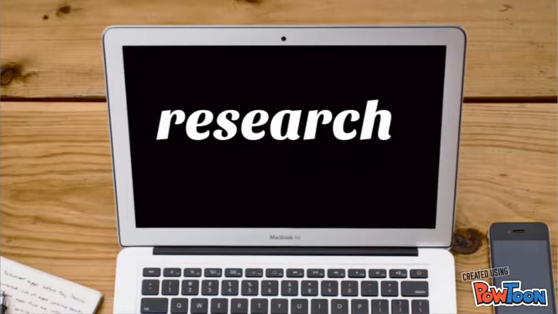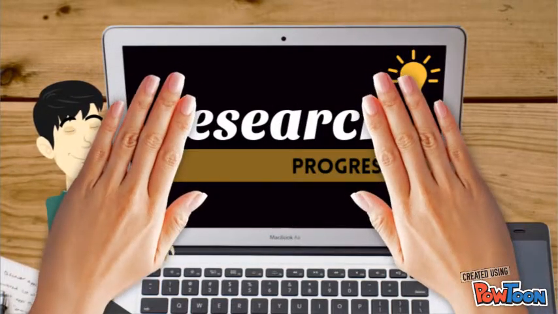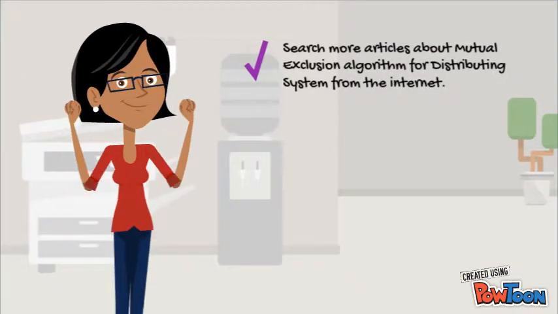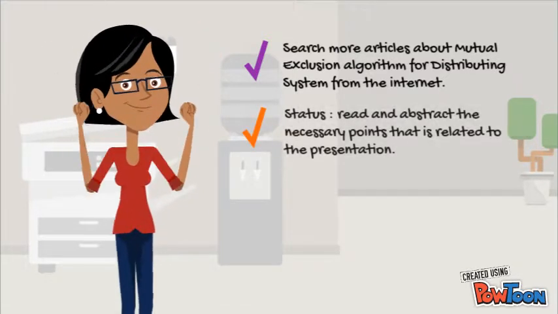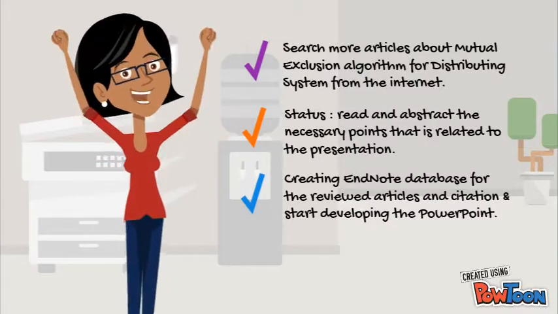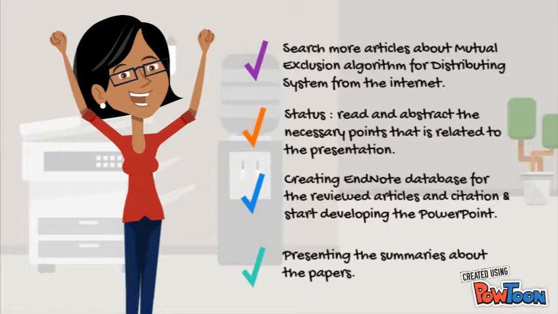Research progress. Search for more articles about mutual exclusion algorithms for distributed systems from the internet. Next, abstract all necessary points from the related articles. Then, create an EndNote database for the reviewed articles and citations, and start developing the PowerPoint and presenting the summaries about the papers.